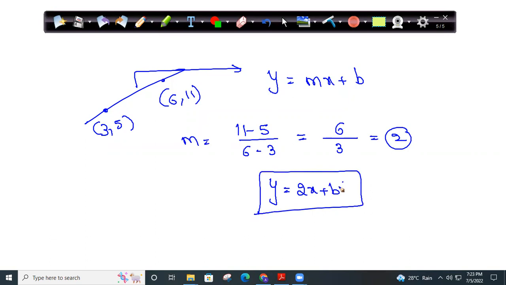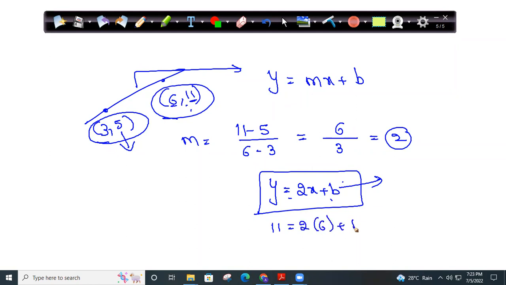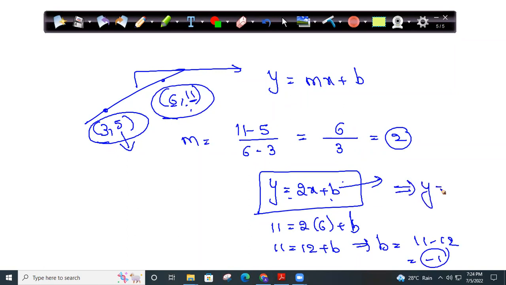But I don't know b. B is a variable. I need to find the value of b. To find the value of b, you take any of these points, either this or this. Let me take 3 comma 5 or 6 comma 11. Let me take 6 comma 11. y is 11, x is 6. 11 is equal to 2 into 6 plus b. 11 is equal to 12 plus b. B is 11 minus 12, which is minus 1. So the equation of the line that I want is y is equal to 2x minus 1.